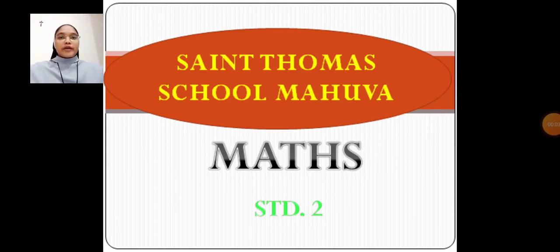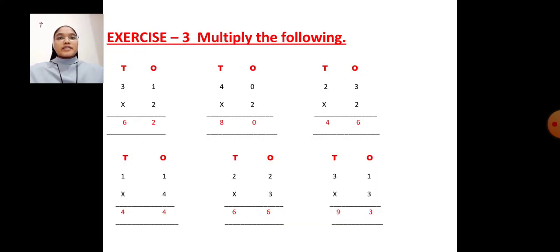Let us learn maths. Kindly take your textbook, page number 85. Exercise number 3. Multiply the following. Dear students, here you see ones and tens digit is given.